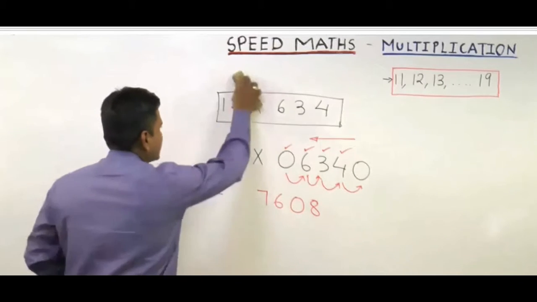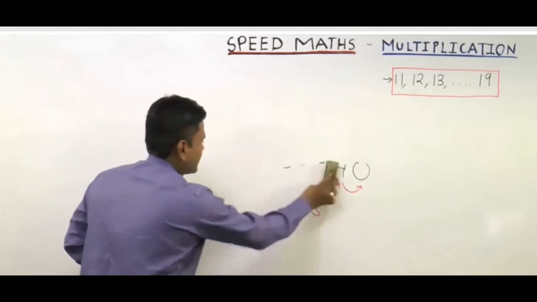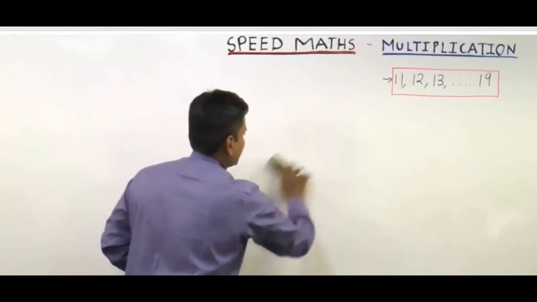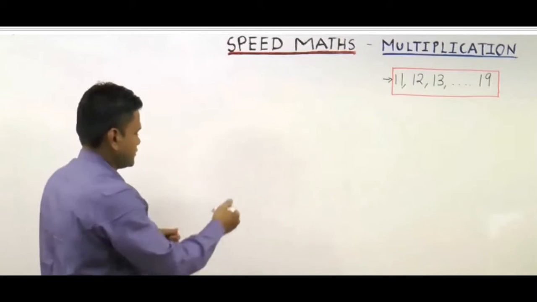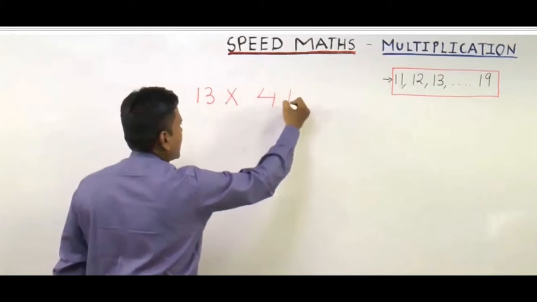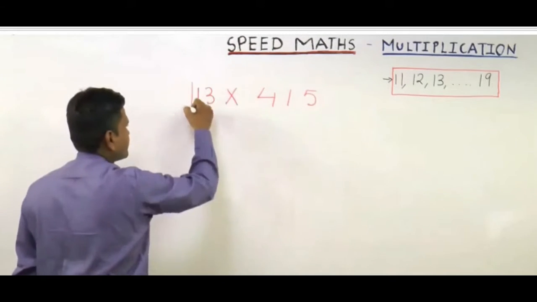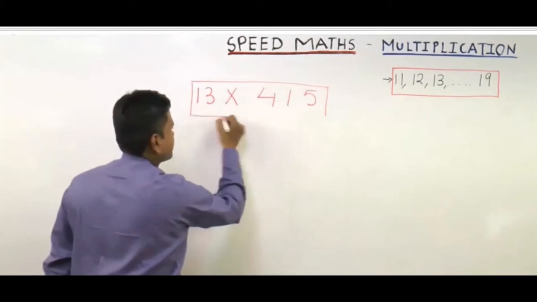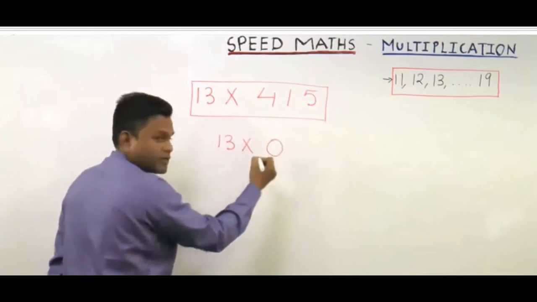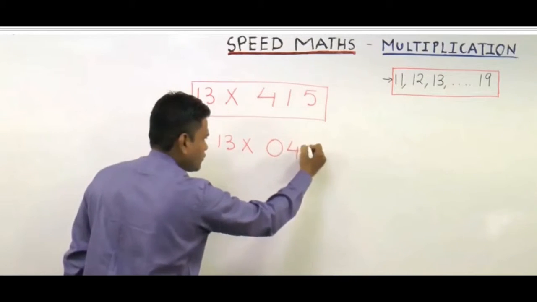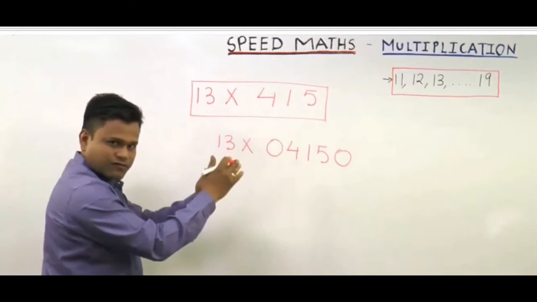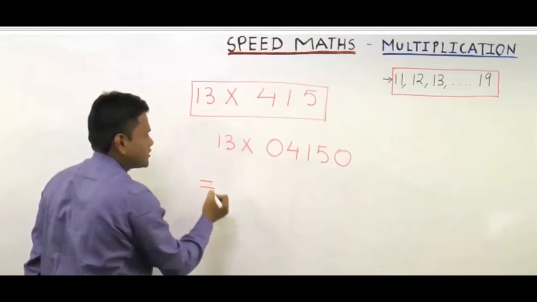Maybe let's take another example. We want to multiply some number with maybe 13. Let's see what we have there. So this is 13 into 4, 1, 5. As usual, yet again, this is 13 into, put 0 here before this number, 4, 1, 5, 0. My code number is intact, 415, that's not changing, equal to.